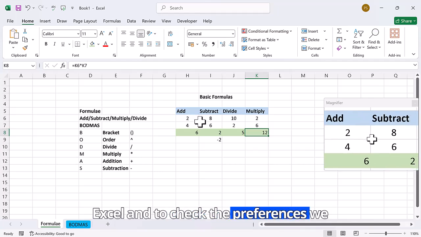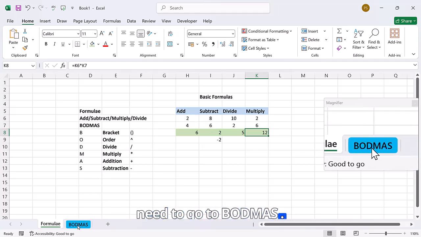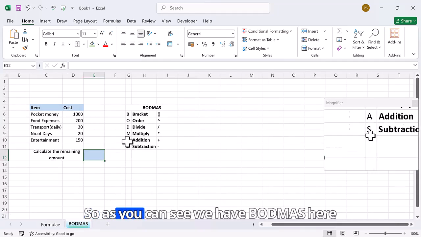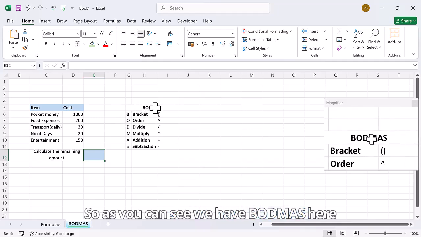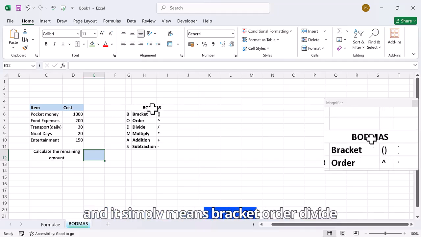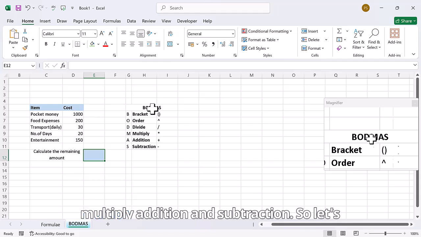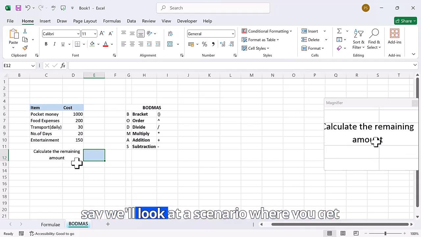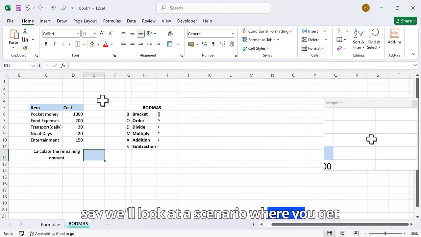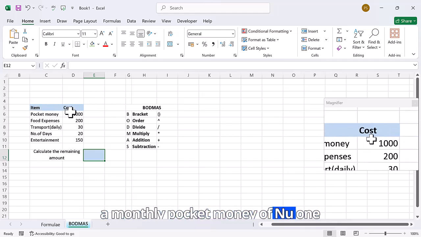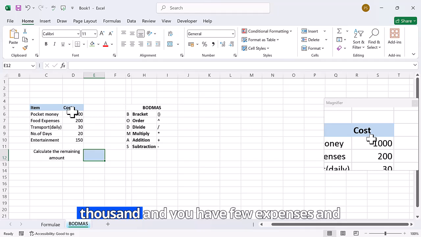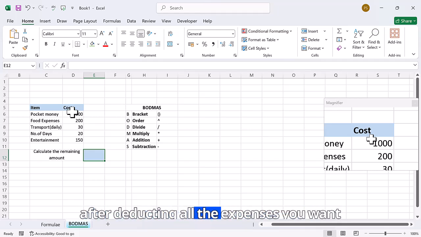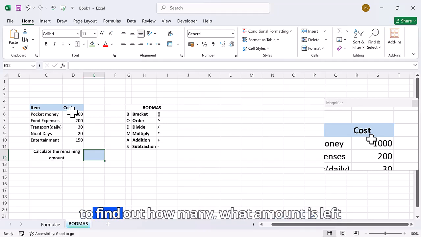And to check the preferences, we need to go to BODMAS. So as you can see, we have BODMAS here, and it simply means bracket or order, divide, multiply, addition, and subtraction. So let's look at a scenario where you get a monthly pocket money of 1,000 and you have a few expenses.